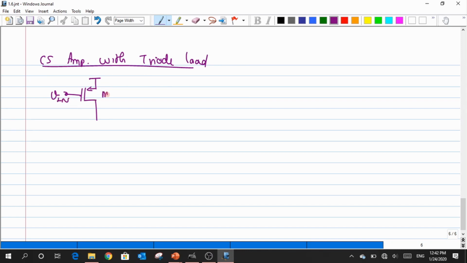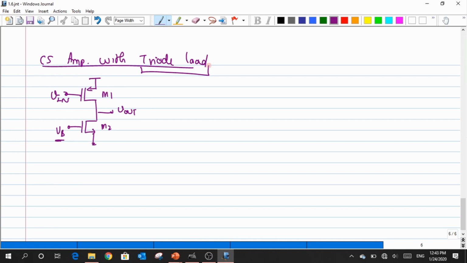Let me take this one as my M1, and in the place of a load, I'll just use an NMOS structure. Now, is this structure the same as that of my CS amplifier with a current source load? Yes. The only thing is that I've swapped my M1 and M2 with PMOS and NMOS. Otherwise, this is the same structure that we had before, and the only difference is the value of VB, because this M2 has to be operated in the triode region.